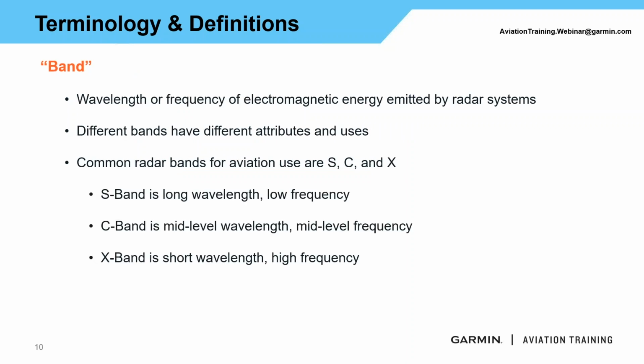Band, we're not going to focus on this too much. Band just means the combination of wavelength and frequency, and X band is the airborne weather radar, and that is a short wavelength with a high frequency.